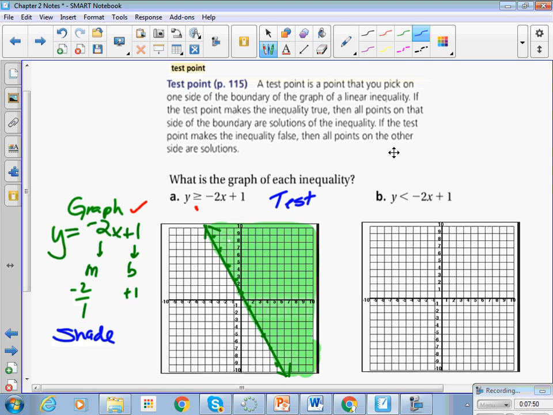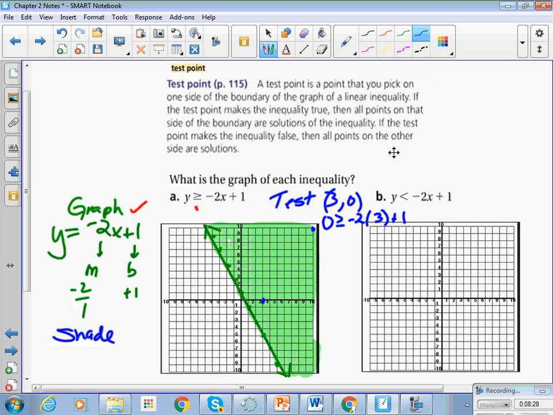So I'm going to pick the easiest point I can find within my region. I don't want to go up here to, I guess, 10, 10 would be okay, but I like something that has a 0 in it, and then something that is definitely in that region. So I'm going to test the point (3, 0). If I have done my shading and my graphing correctly, then (3, 0) should make my statement true. So y is 0 and x is 3.